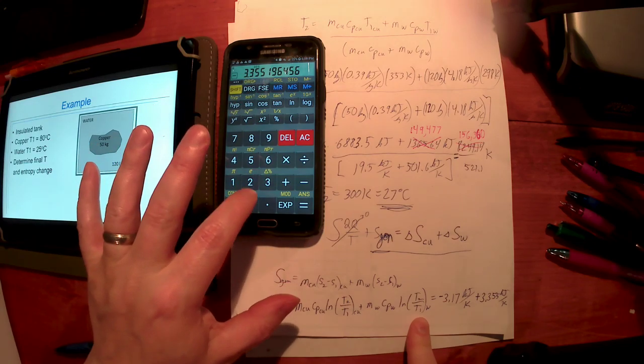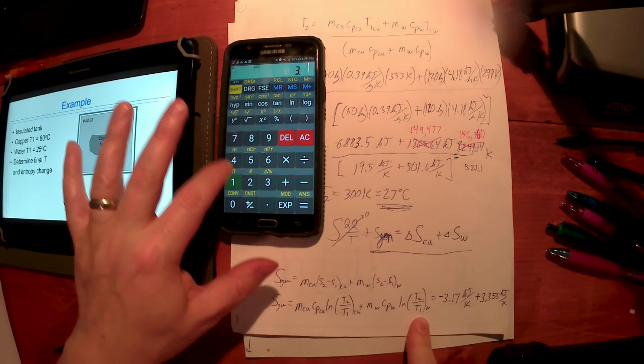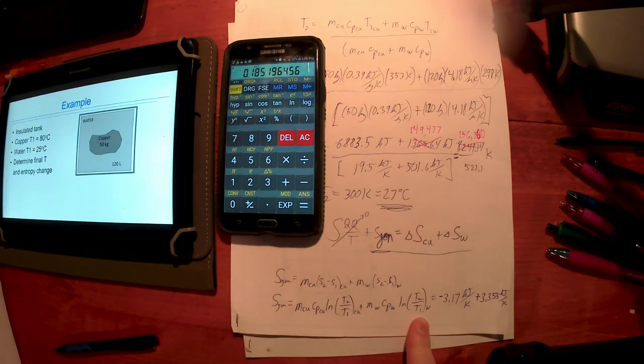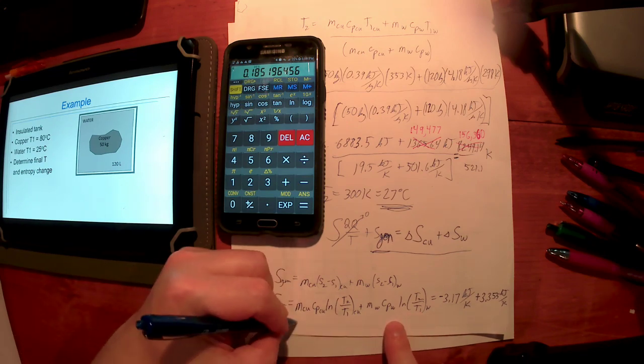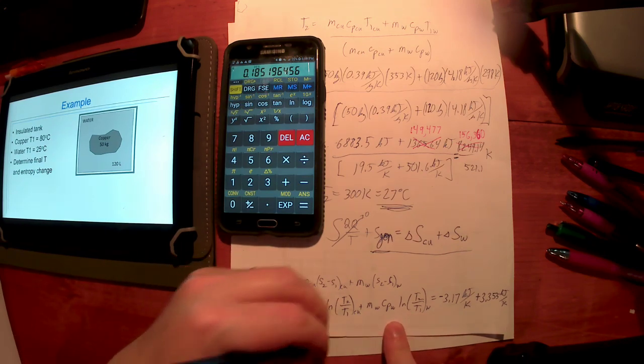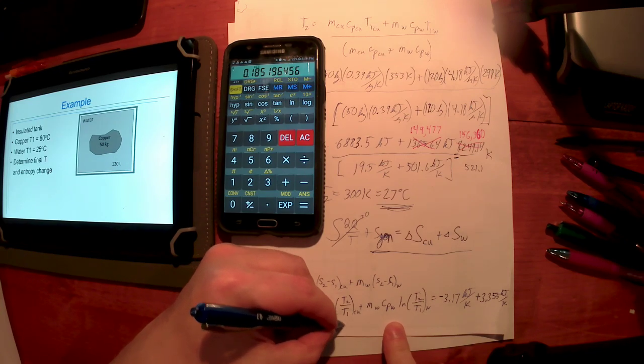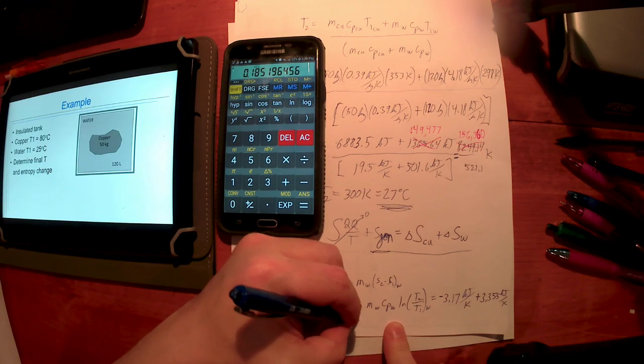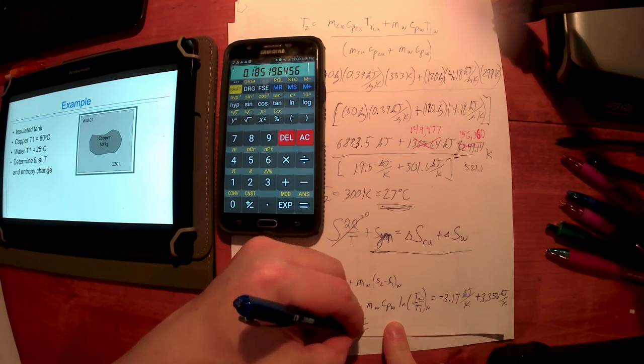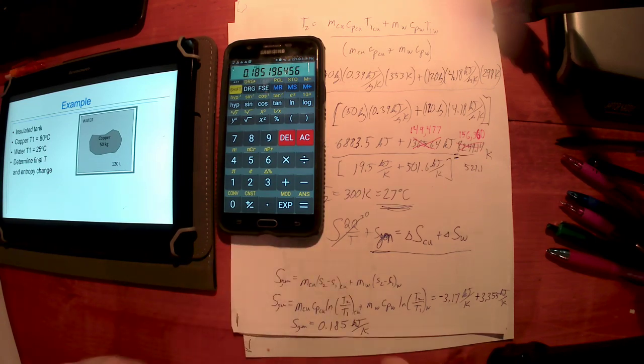And so I'm just going to subtract from that this 3.17, the entropy loss by the copper. So the total entropy generated is going to be 0.185 kilojoules per Kelvin. And that just tells us this is an irreversible process. Once this has occurred, we can't go back to the initial state without leaving a mark on the system or the surroundings. And that's the second law of thermodynamics.